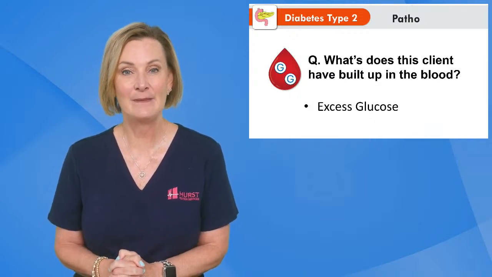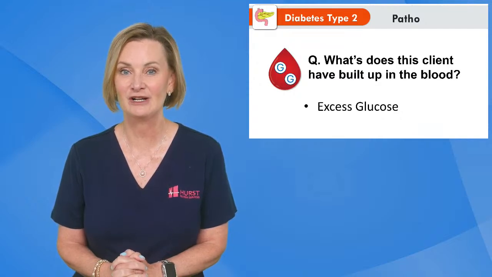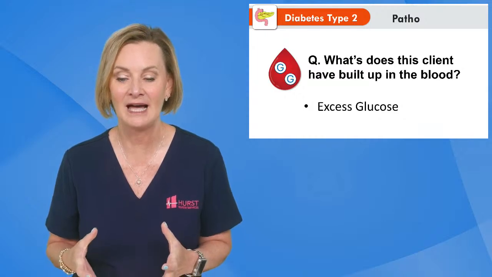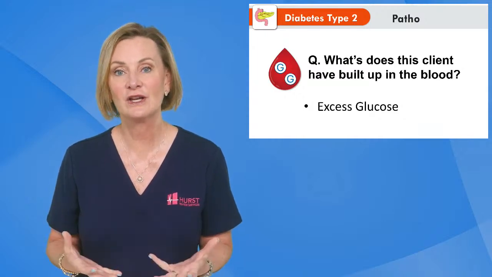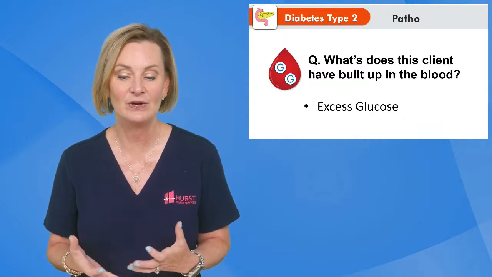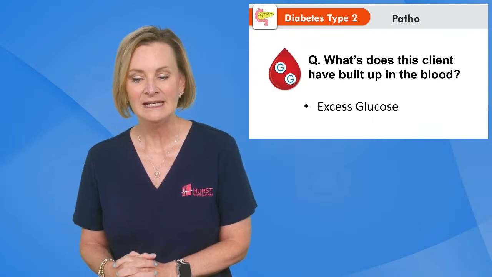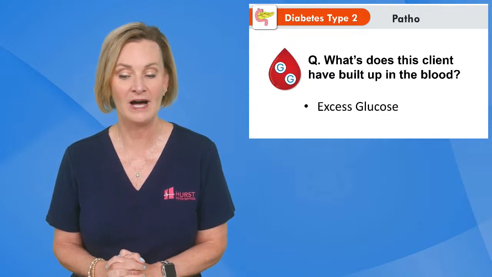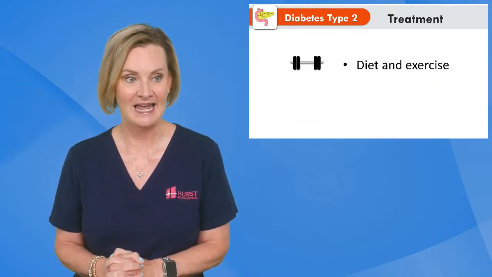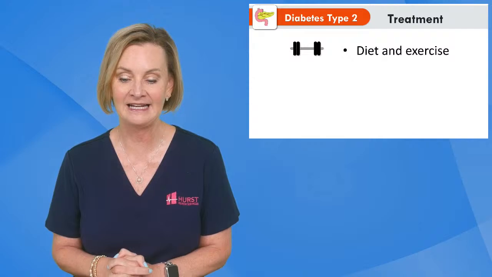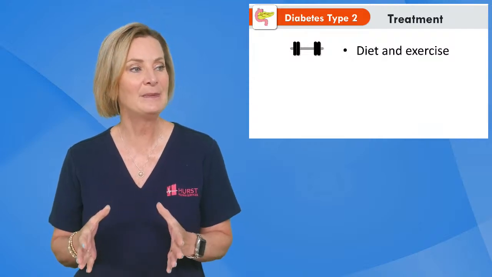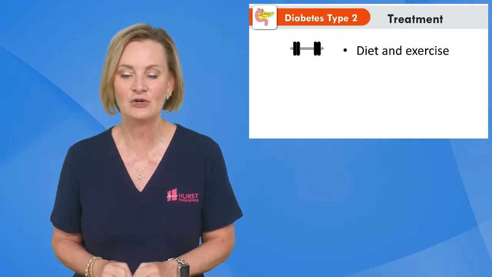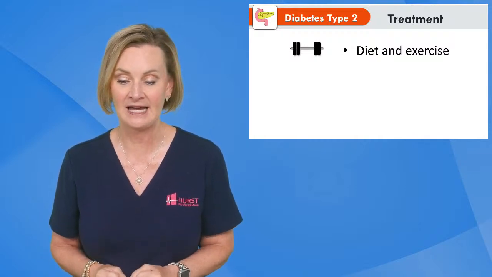Let me ask you another question. Is this diabetic's circulation impaired? Yes, they have a decreased blood supply, and that is why they're also more susceptible to wounds that will not heal. Now, with type 2 diabetes, they need to watch their diet and exercise. In some people, that is all they need. They just need to gain a little control over that diet and exercise.